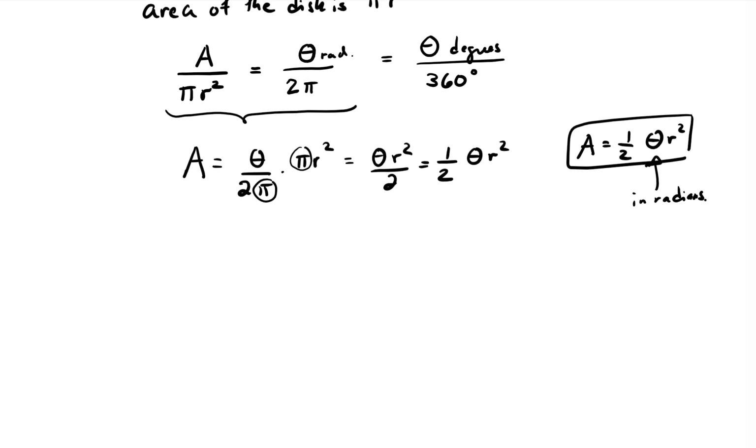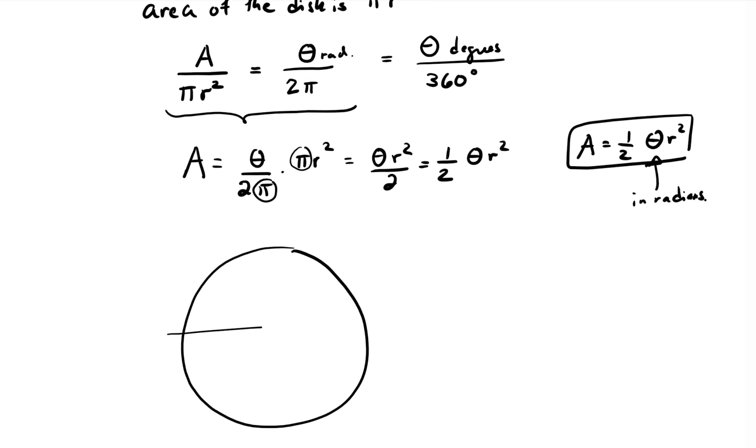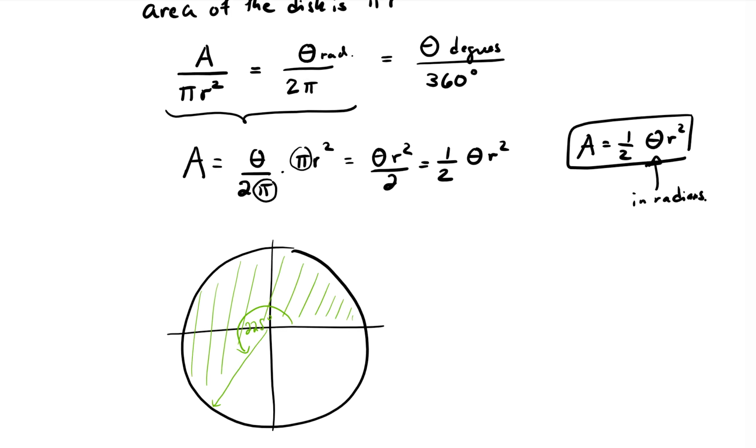So let's go through an example. I've got my unit circle, and here's the rotation. It's a rotation of 225, so an angle of 225 degrees. And I'd like to know the area of this sector here. The radius is 2 in this problem.